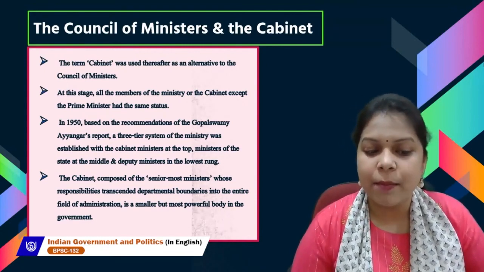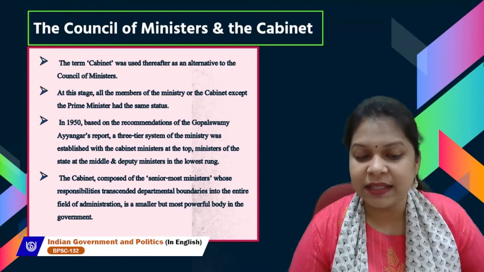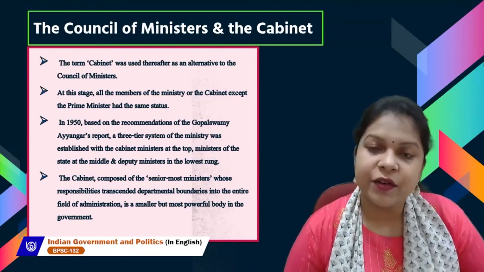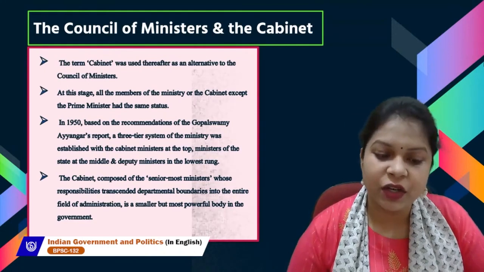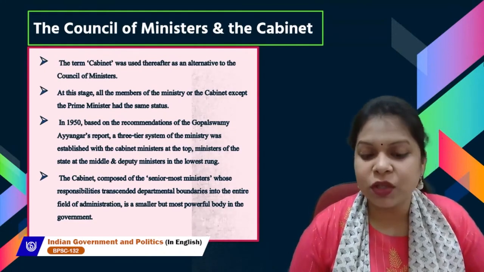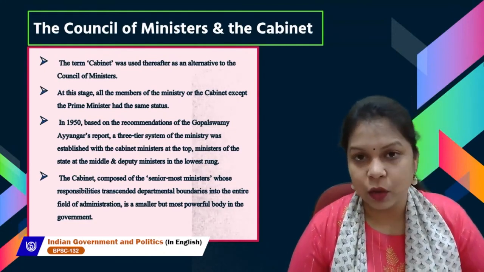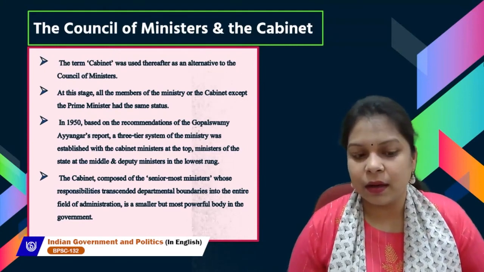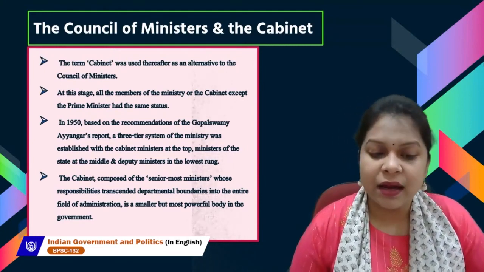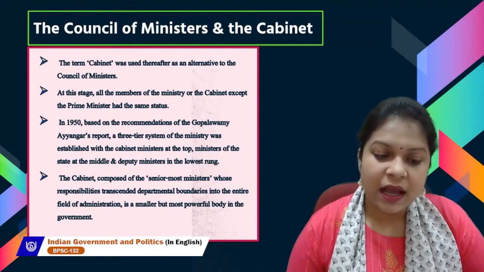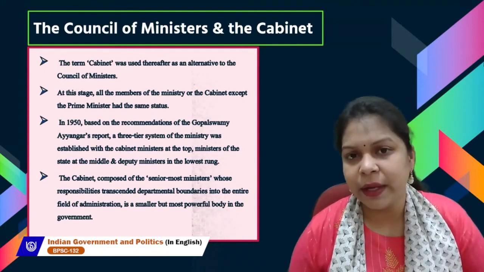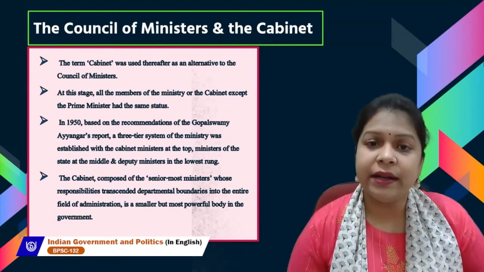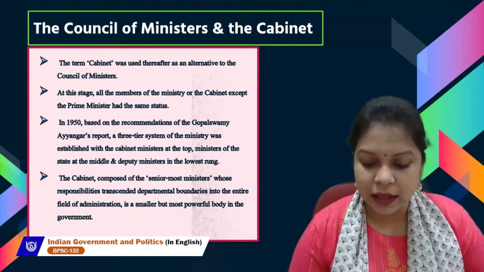So the cabinet, composed of the senior most ministers whose responsibilities transcend departmental boundaries into the entire field of administration, is a smaller but most powerful body in the government. The cabinet ministers are the senior most ministers, and their number in the government is low, but it is the most powerful body in the government.